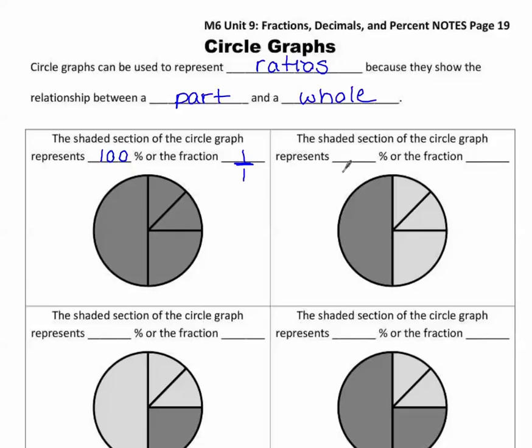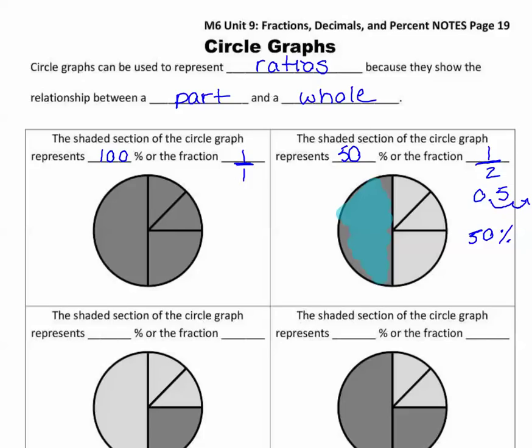Now, the shaded section of the circle graph represents, and I'm talking about this shaded section right here, that would be half of the circle. You could say 1/2 is the fraction. Or you could also say it's 50%. Now, if you want to do the math, 1/2, if you do the long division, is 0.5. Move the decimal to become a percent, and it becomes 50%. There we go.